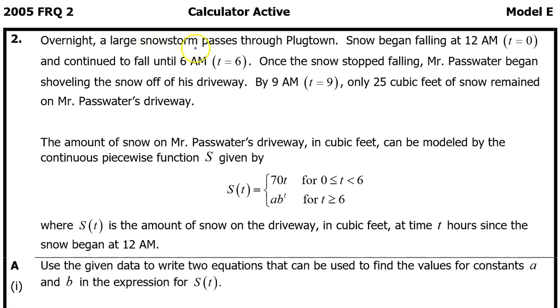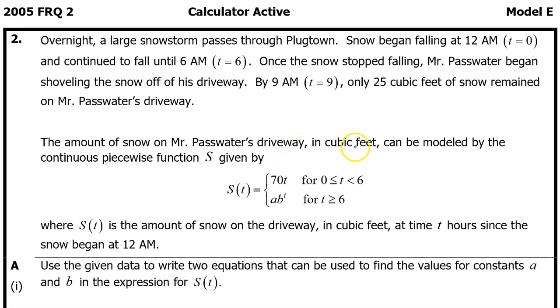Overnight, a large snowstorm passes through Plugtown. Snow began falling at 12 a.m., t equals 0, and continued to fall until 6 a.m., t equals 6. Once the snow stopped falling, Mr. Passwater began shoveling the snow off his driveway. By 9 a.m., t equals 9, only 25 cubic feet of snow remained on Mr. Passwater's driveway.